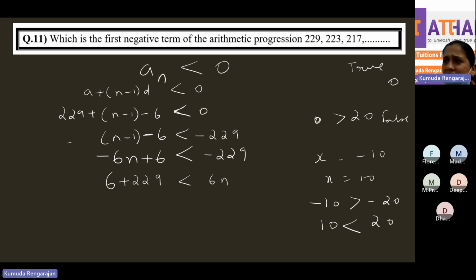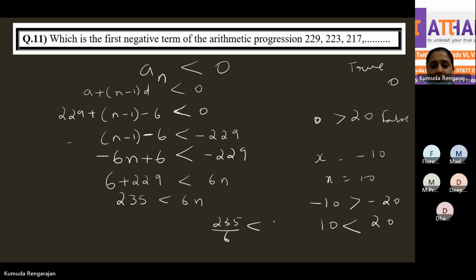I'm shifting. That I can do. So this is what? 235 is less than 6n. So 235 by 6 is less than n. So that is 39, 1 by 6, that's what we got, right? Is less than n. So now understand how to work this.